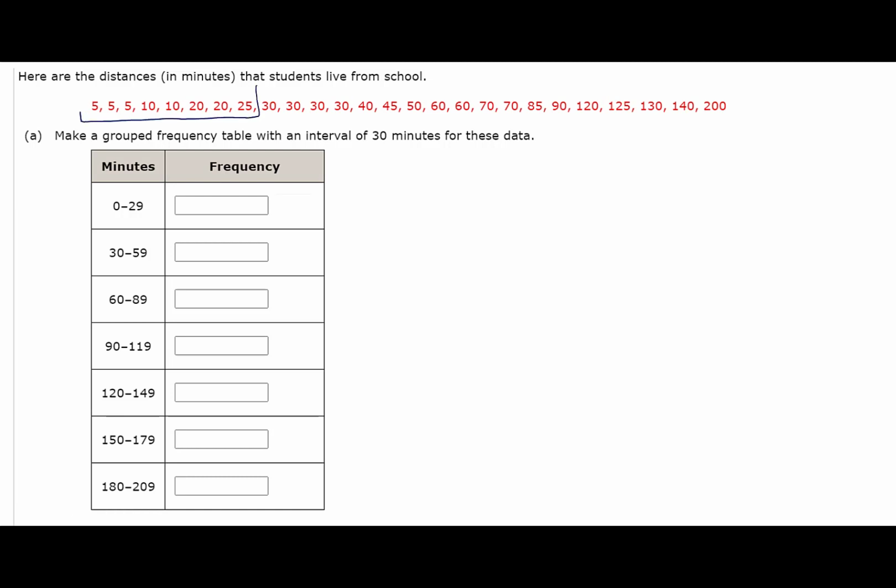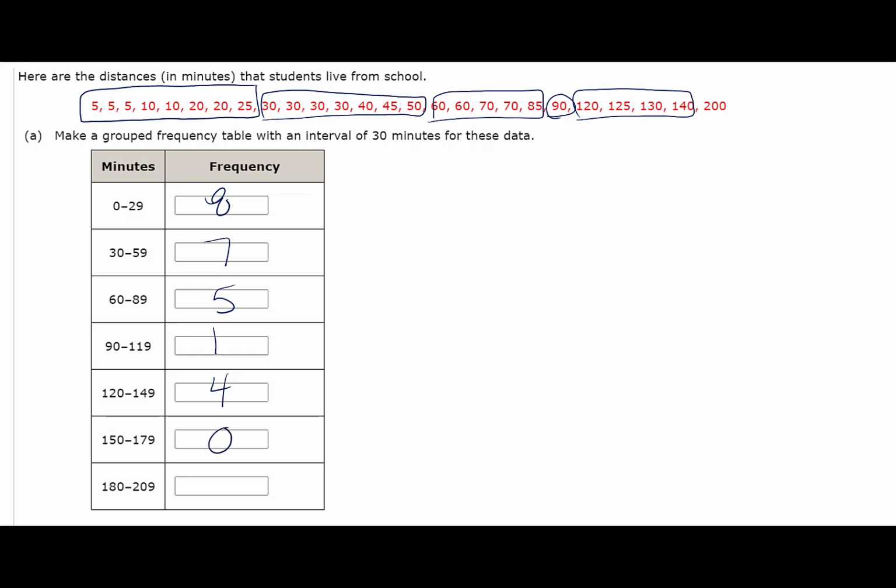Our first group is going to be right here. This is our 0 to 29. 1, 2, 3, 4, 5, 6, 7, 8 students. Next, our 30 to 59 is going to be this group, which is 1, 2, 3, 4, 5, 6, 7. 60 to 89 will be these 5. 90 to 119, just that one. 120 to 149 will be these 4. 150 to 179, that's 0 because it's not represented in this data. And then 180 to 209, we just have 1 for that.